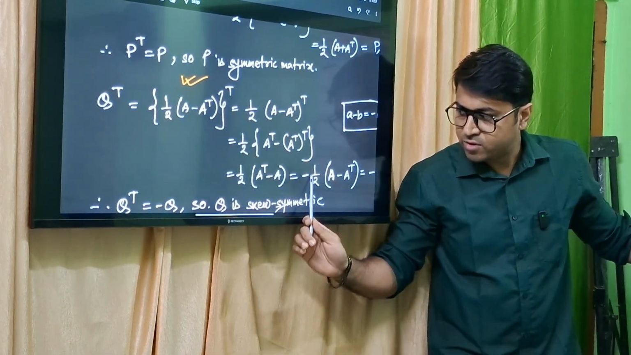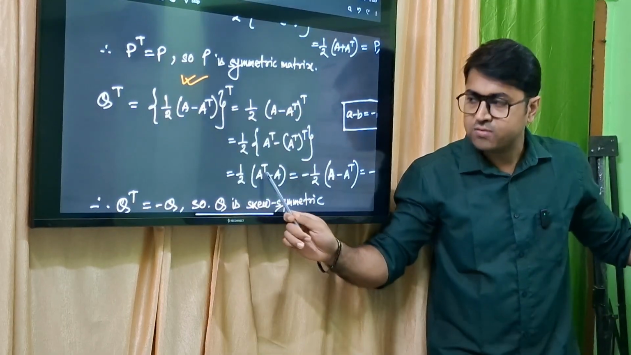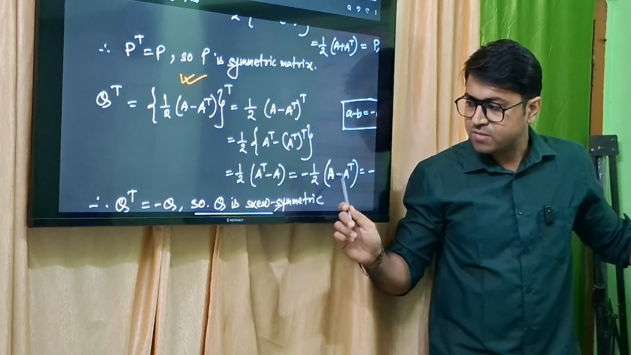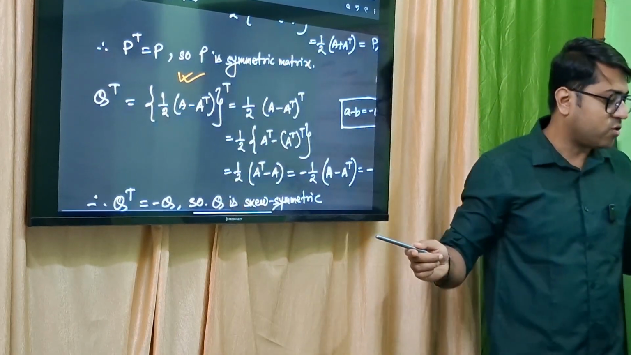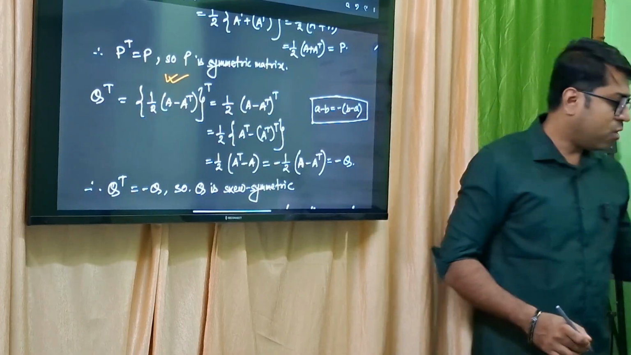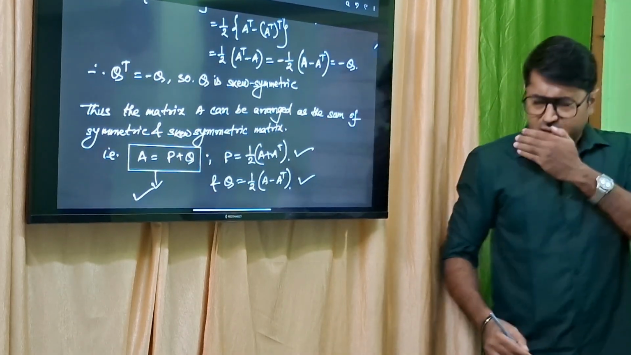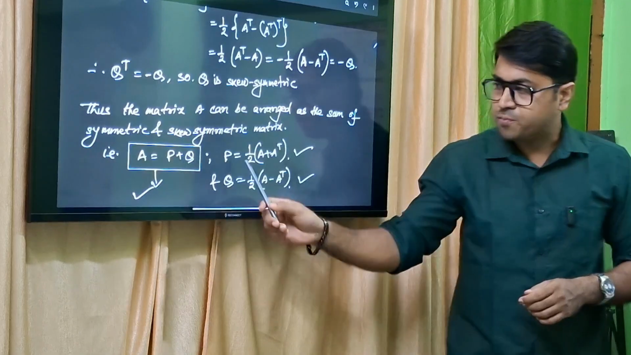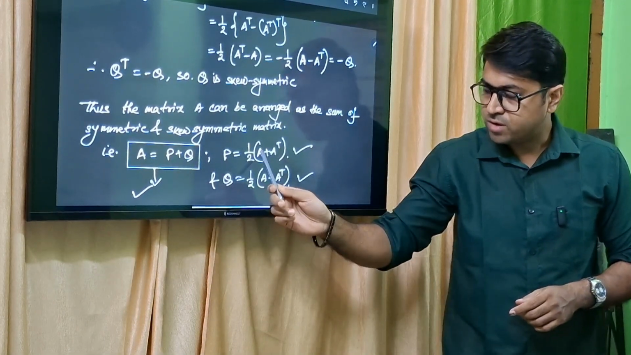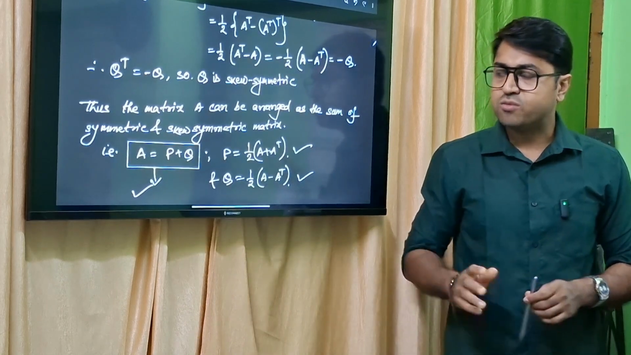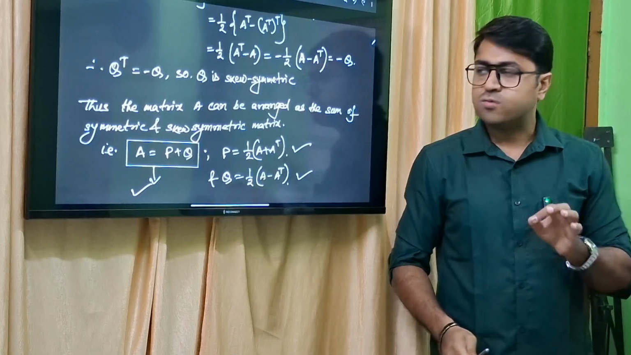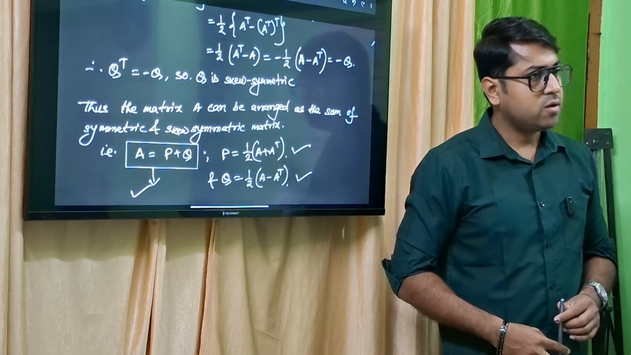Then I will take common negative from there. If I take common negative, it will be minus half into A minus A dash, since A will become positive and A transpose will be negative. So minus half into A minus A dash is the Q matrix itself. That means we have got minus Q. That is why Q is skew symmetric. So A was P plus Q, and P was this matrix, Q was that matrix. So A equals the sum of one symmetric and one skew symmetric matrix. That is why a matrix A can be arranged as a sum of a symmetric matrix as well as a skew symmetric matrix.